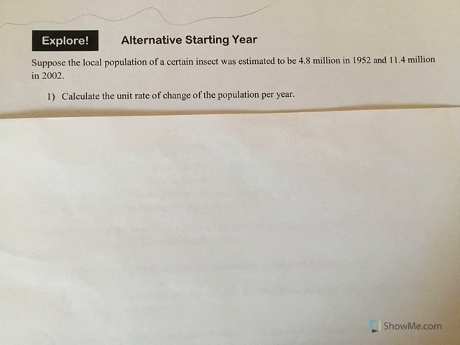Suppose the local population of a certain insect was estimated to be 4.8 million in 1952 and 11.4 million in 2002. We're going to do this problem basically two different ways. So first, calculate the unit rate of change of the population per year.